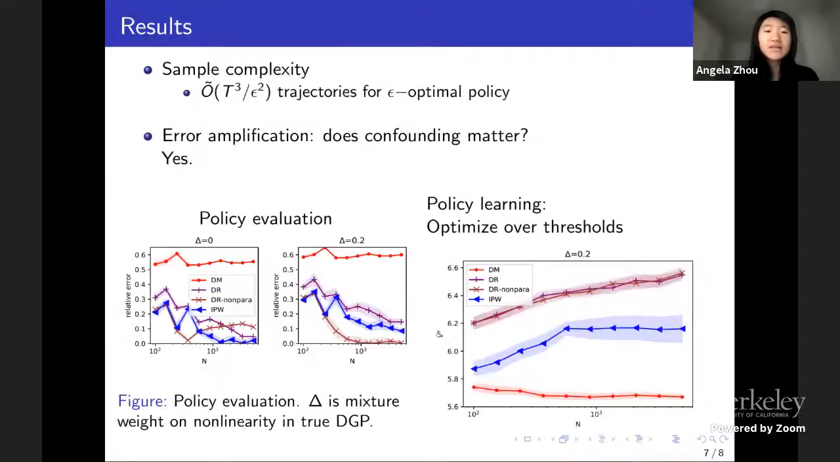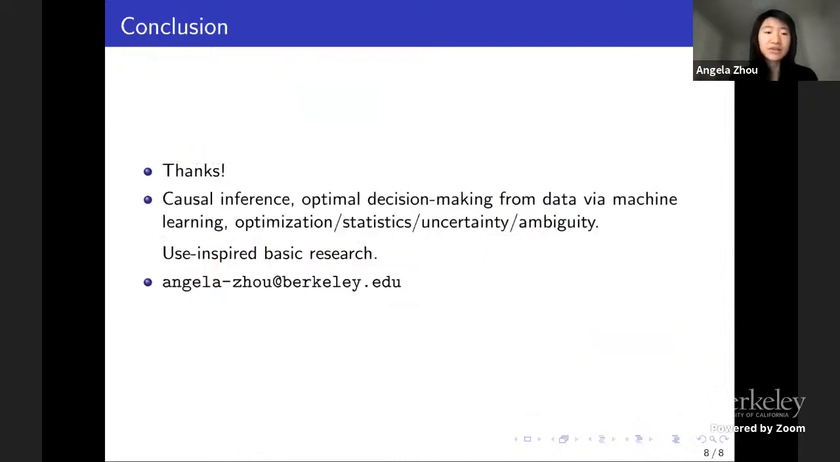So just to summarize our results, we study the sample complexity. You do get some improvements by pooling the data, of course. We have a problem structure dependent sharp characterization of error amplification, which establishes that confounding matters even in these more simplified dynamic programs. And I won't talk about the results, but this helps in practice compared to trying to apply generic RL that is not tailored for this problem structure. So I'll just conclude there and say thanks.